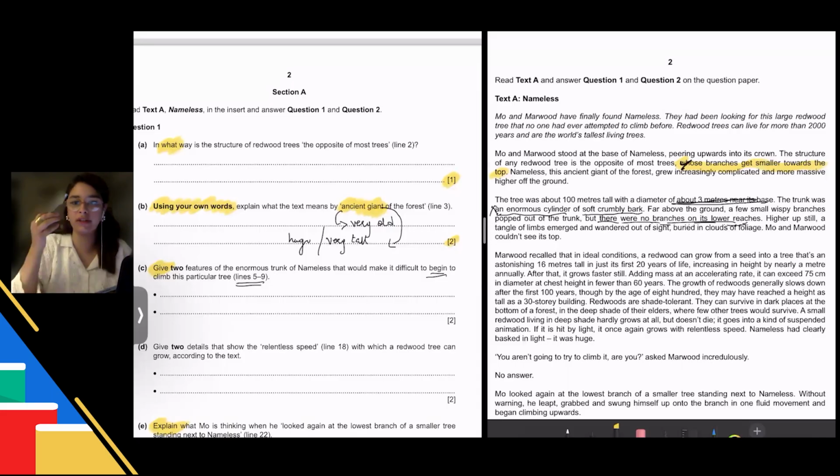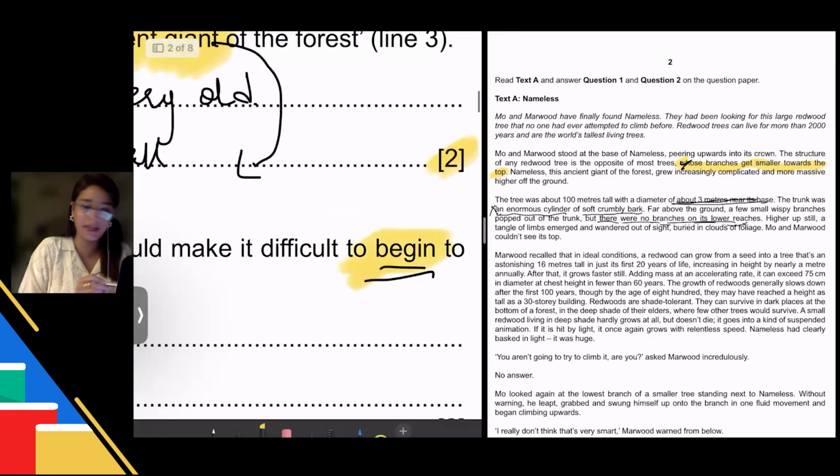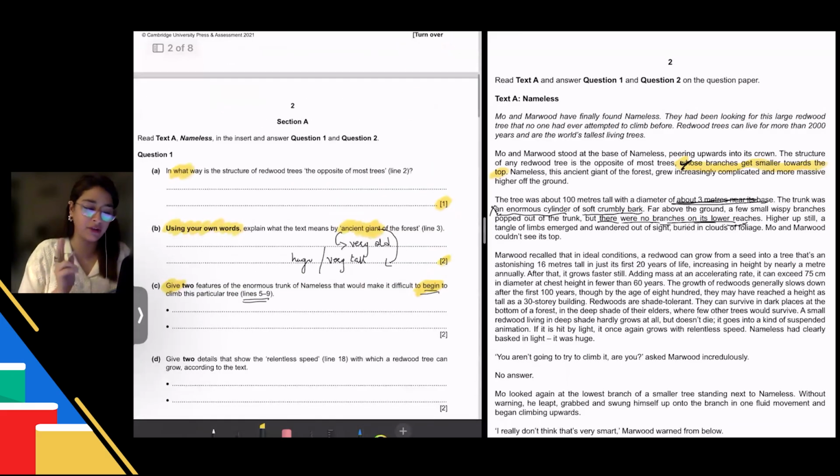So basically, towards the bottom of the tree, there aren't any branches, but towards the top, there's quite a massive mesh of branches. So basically, this is what makes beginning the climb very difficult. Since our keyword highlights what the beginning of the climb is like and how that's difficult, we will highlight two things.